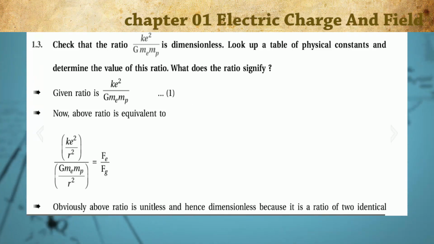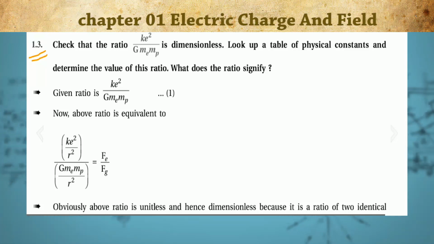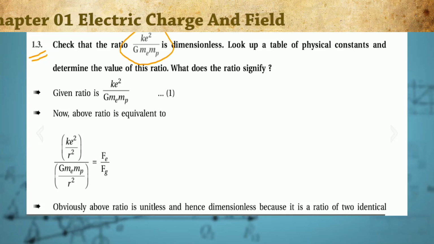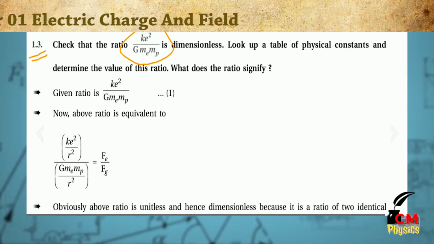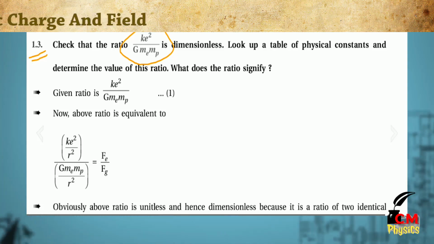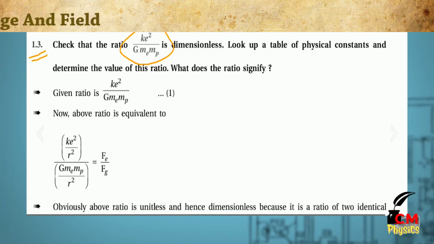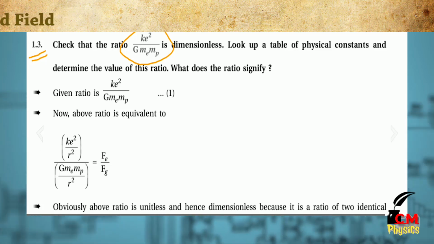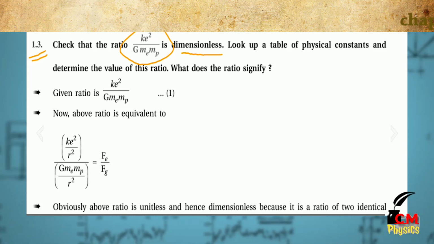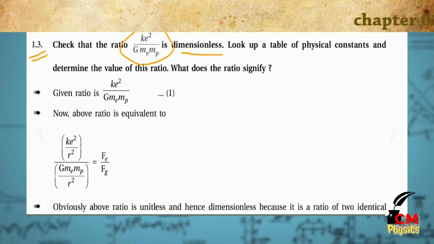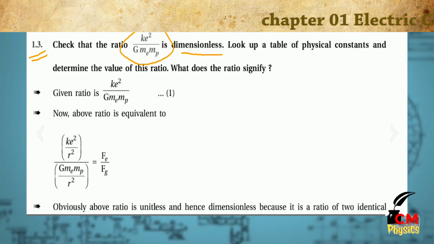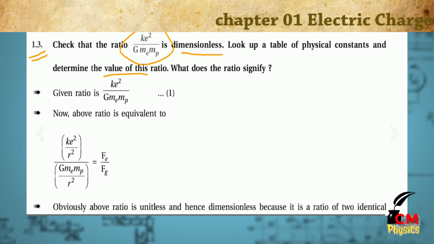Question number 1.3. Check out the ratio of K E square upon G into M E into M P. K is a constant, E is the charge of the electron, G is the gravitational constant, M E is the mass of the electron and M P is the mass of the proton. Check whether it is dimensionless. You want to prove that this ratio is dimensionless. Look up the table of physical constants and determine the value of the ratio.